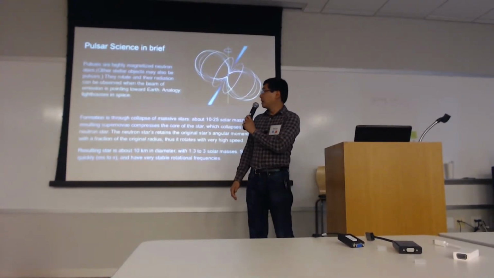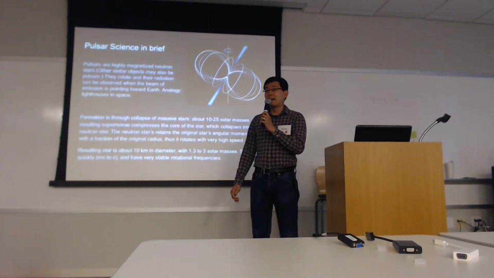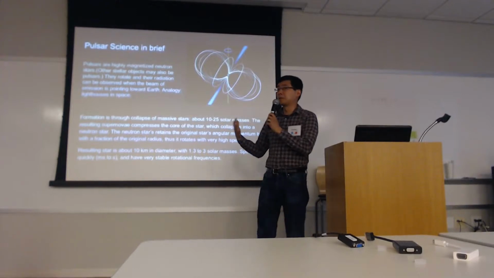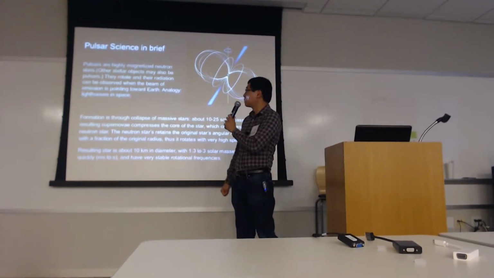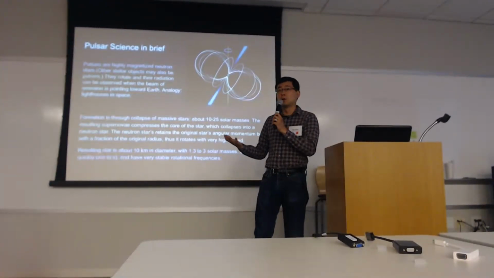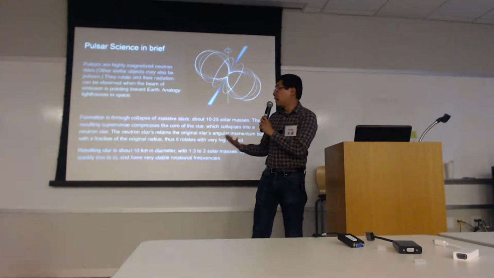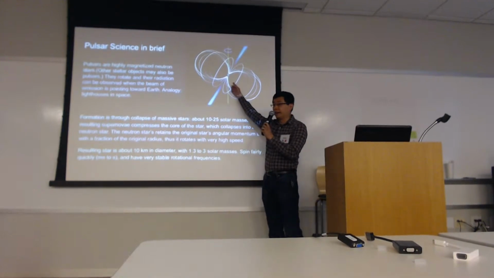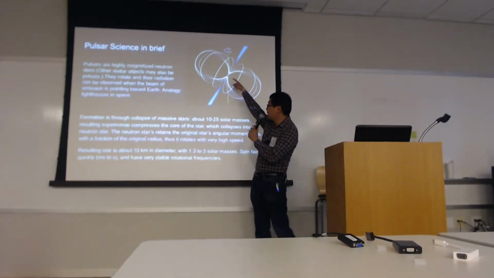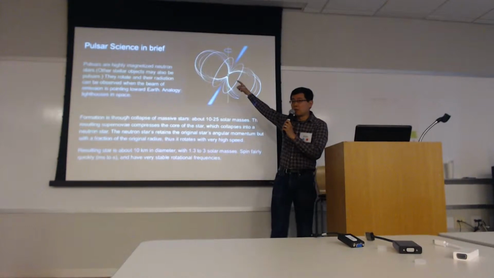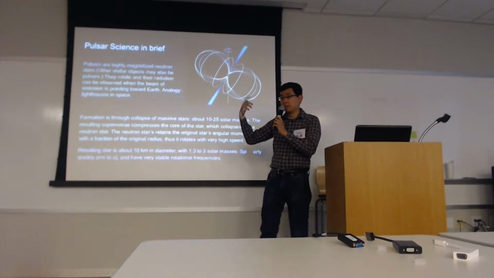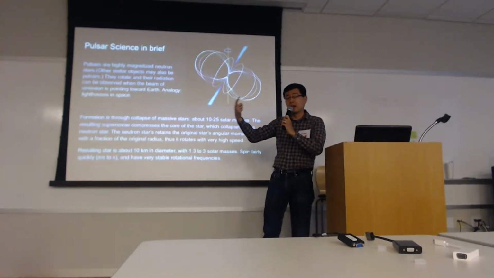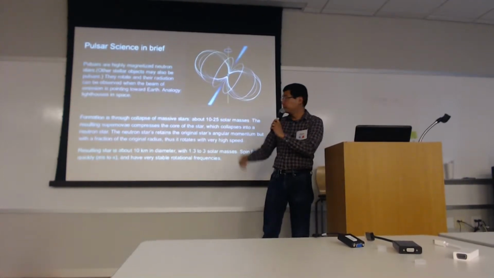In brief, pulsars are highly magnetized neutron stars. Other stellar objects can also be pulsars, but for the purposes of this talk, they're basically neutron stars. They rotate, and their radiation can be observed from Earth. The analogy that we always use is that they are lighthouses in space. We have a spinning neutron star here, and the electromagnetic radiation is coming out of the rotating axes. It's like a lighthouse. You can only see it if that electromagnetic beam is hitting you.